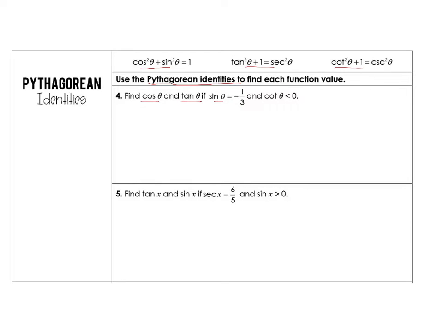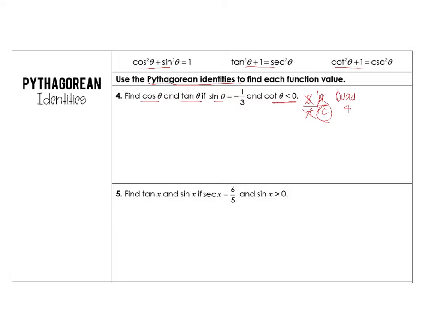So we do need to keep in mind here that we've got a different quadrant. Notice they're telling us that cotangent is negative. So if we go back and look at our signs, A, S, T, C, we have sine is negative, and then cotangent is also negative. So that tells me that we are in quadrant 4. So cosine is going to be the only positive value.